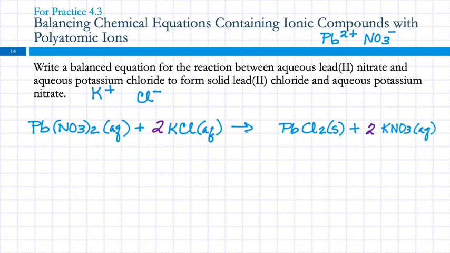When we've got ionic compounds like this, a lot of times that last one will take care of itself. This is balancing chemical equations containing ionic compounds with polyatomic ions. We can take that polyatomic ion and balance it as a unit if it is also present in the products. Any questions?